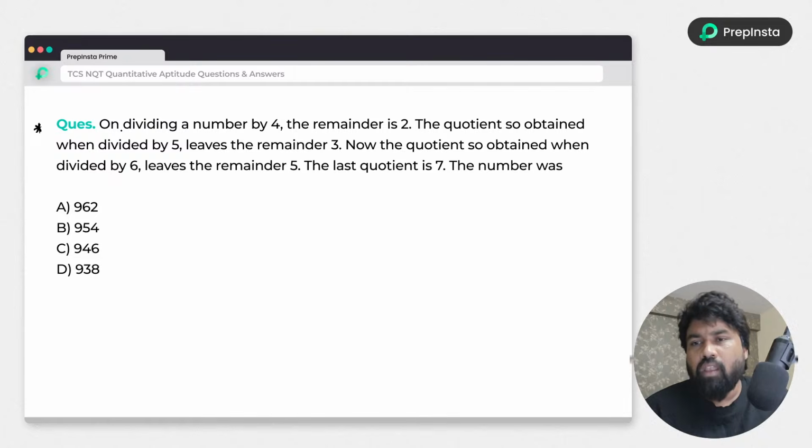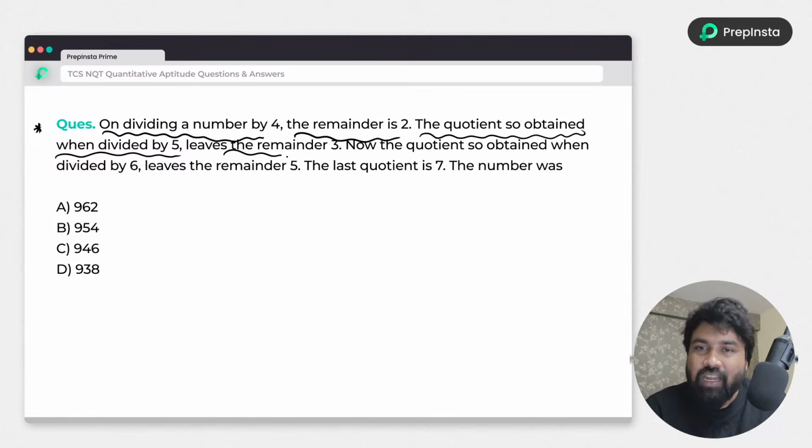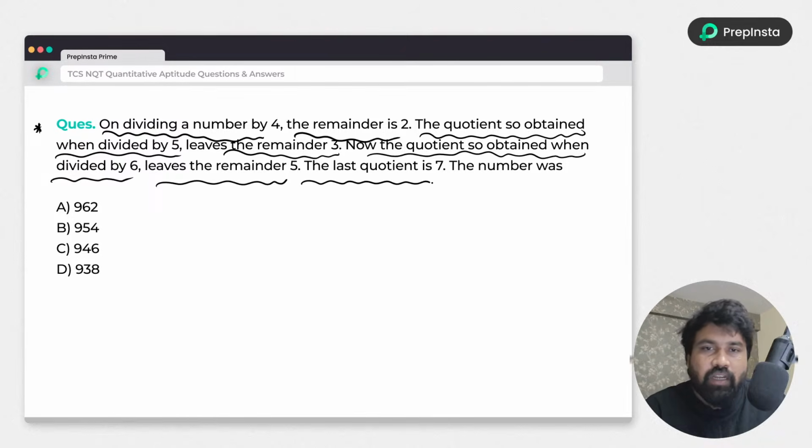No. Okay. So on dividing a number by 4, the remainder is 2. The quotient obtained is divided by 5 and leaves the remainder 3. Now the quotient so obtained when divided by 6 leaves the remainder 5. The last quotient is 7. The number is?